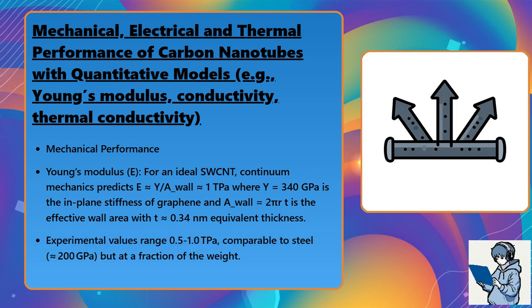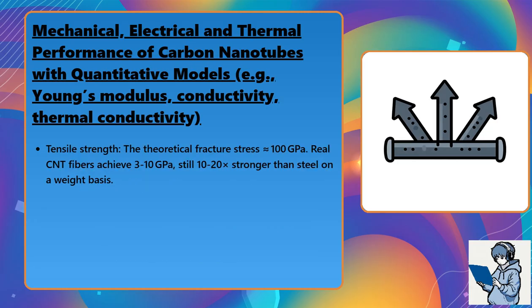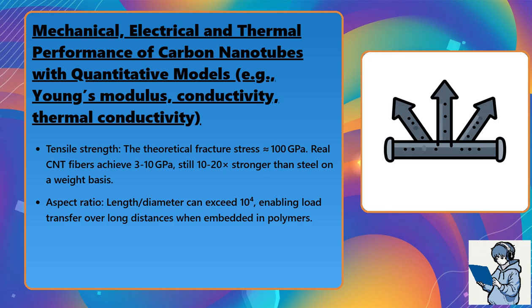Experimental values range from 0.5 to 1.0 terapascals, comparable to steel, about 200 gigapascals, but at a fraction of the weight. Tensile strength, the theoretical fracture stress is about 100 gigapascals. Real carbon nanotube fibers achieve 3 to 10 gigapascals, still 10 to 20 times stronger than steel on a weight basis. Aspect ratio, length divided by diameter can exceed 10 to the power 4, enabling load transfer over long distances when embedded in polymers.